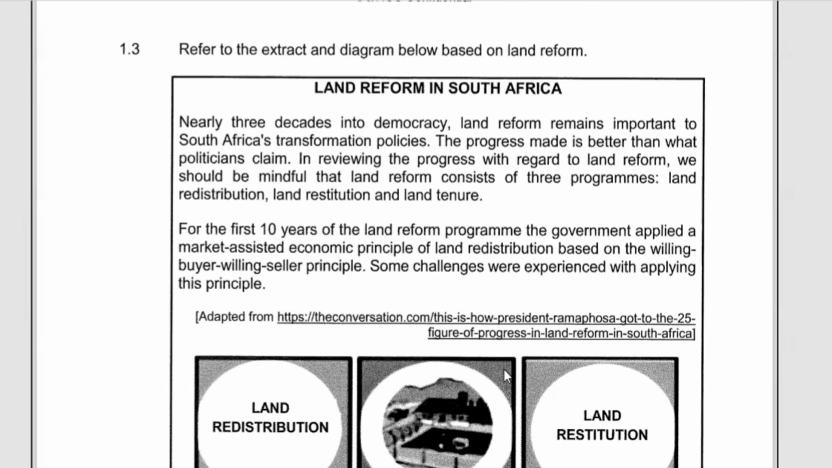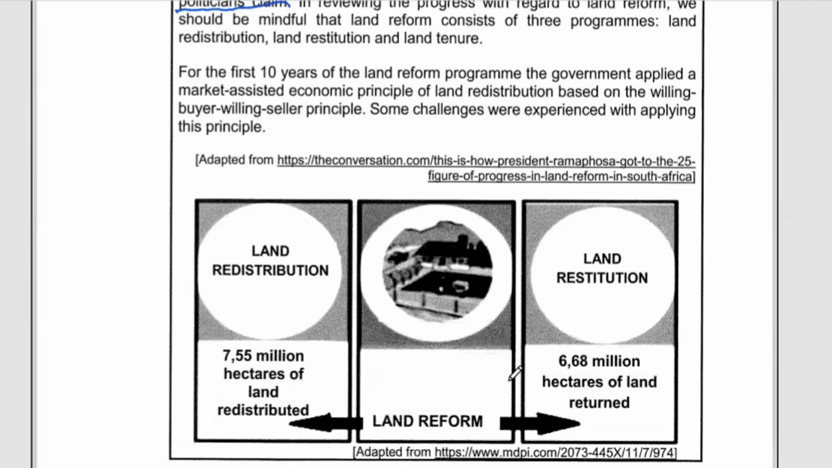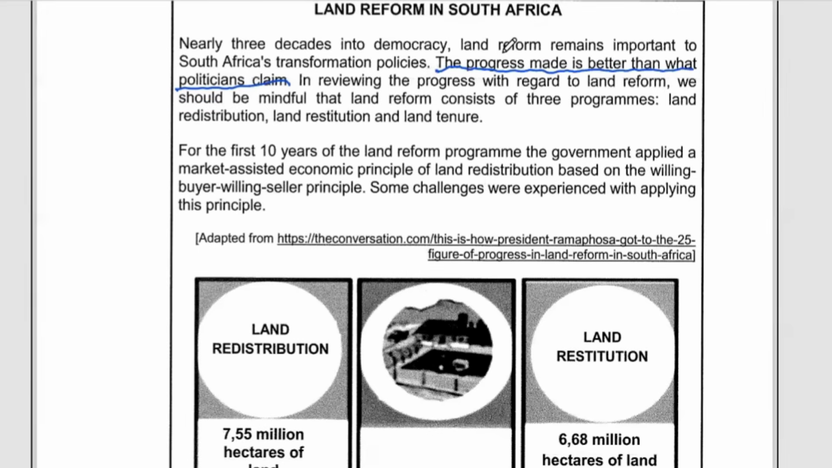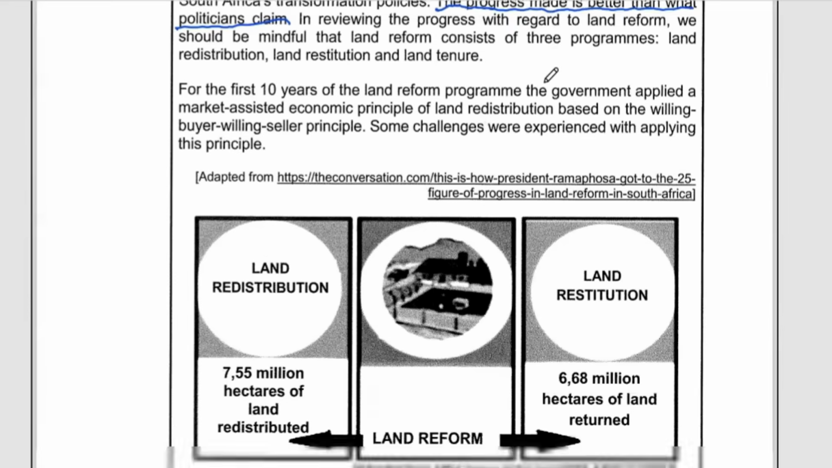Right, if we go to our extract, it says, the progress made is better than what politicians claim. So it shows that there's progress there. Land reform is actually succeeding in South Africa, and there's progress which has been realized through the practice of land reform aspects of redistribution, restitution, and land tenure. So our response, we quote it from there. The progress made is better than what our politicians claim.